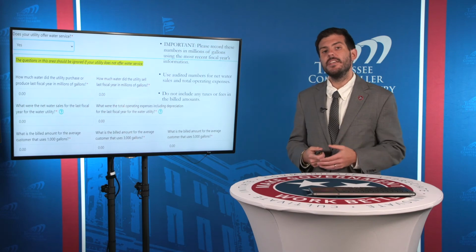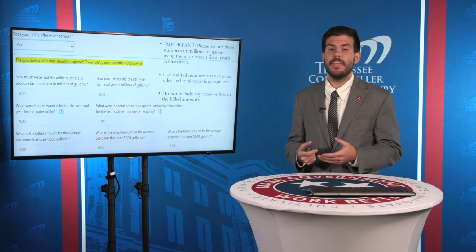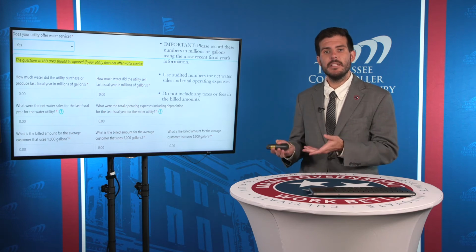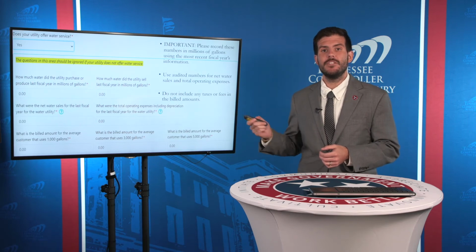It is vital that these numbers are entered in millions of gallons. So for example, if you produce 50 million gallons of water in 1 year, you only have to enter 50 into that box.